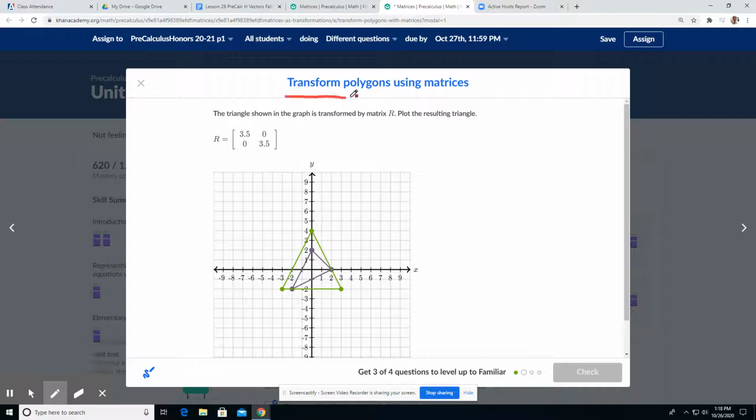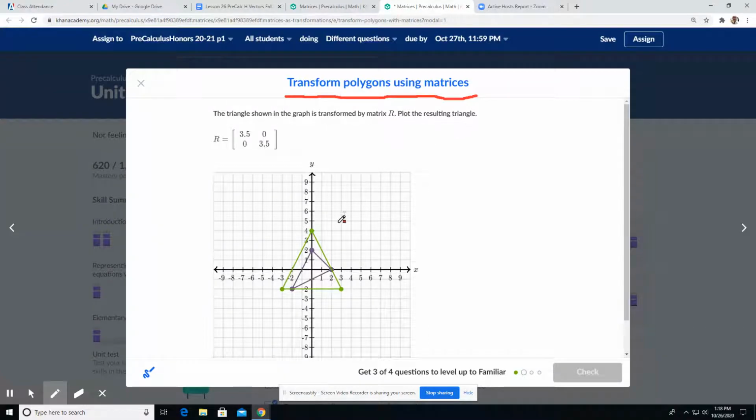All right, we're going to transform polygons using a matrix. Polygon is just a fancy word for shape. So it looks like our polygon in this case is just a triangle. And this is the triangle that we're looking at, the purple one. And then we want to sketch what the transformation of this purple one would create. So the triangle shown below is the graph transformed by matrix R.